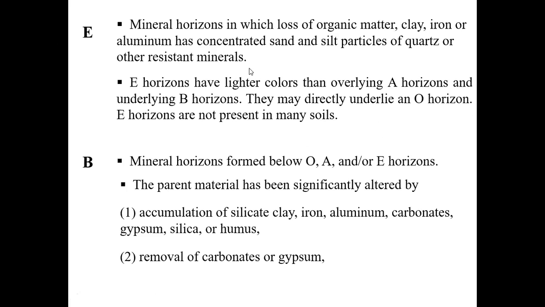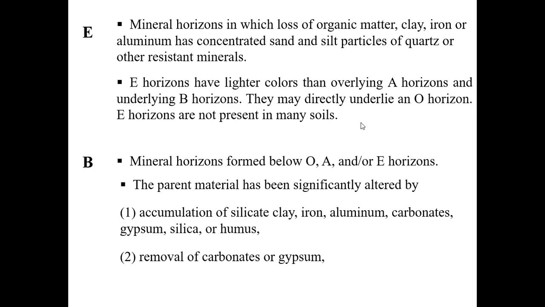All the materials will be leached out, and you can see lighter colors than the overlying horizon. Due to that leaching, students, only some resistant material will be left in the E horizon. Overall, the E horizon has very light colors compared to the A horizon and the underlying B horizon, because everything was leached out. E horizons are not present in many soils, students. Mostly it won't occur in most of the profiles. The E horizon will occur only in very rare cases.